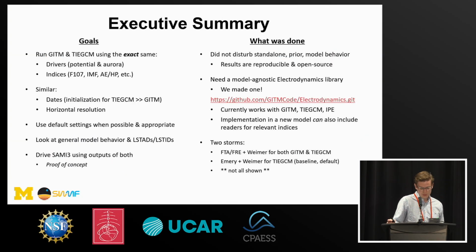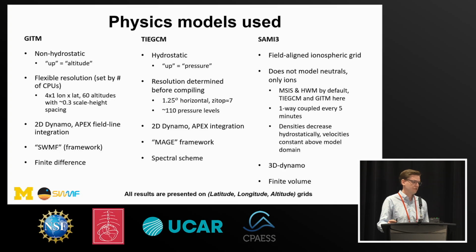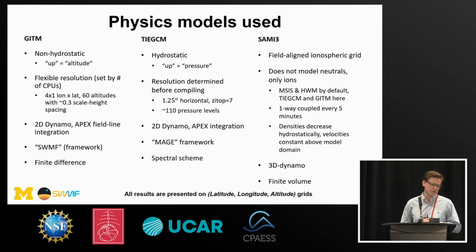Talking about the actual models, the difference between GITM and TiGCM everyone talks about is that one is hydrostatic, one is not. That just means the vertical coordinate is different. One uses altitude, one uses pressure. They have different approaches to how they determine their resolution. They do very similar dynamo calculations where they're both in 2D. GITM does an apex field line integration. GITM is also part of the SWMF, a modeling framework. TiGCM is part of MAGE, with different solver schemes.